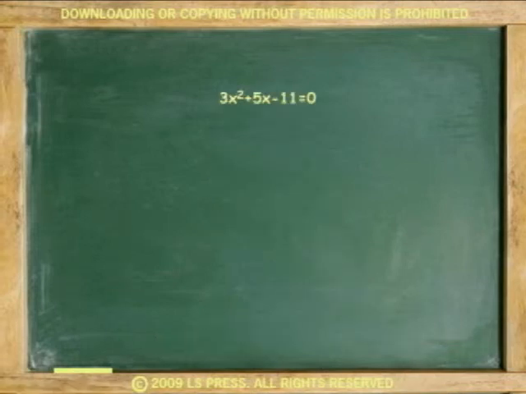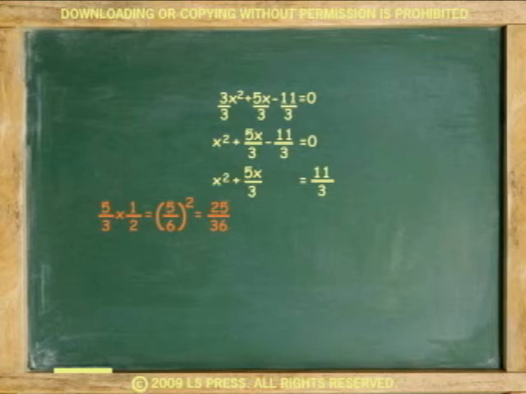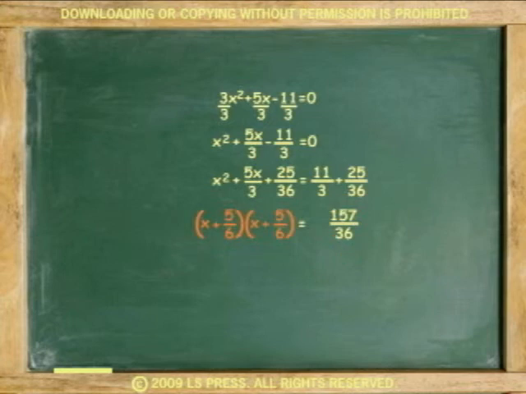Another example. Divide equation by 3. Move negative 11 over 3 to the right. Complete the square. 1/2 of 5 over 3 is 5 over 6. And 5 over 6 squared is 25 over 36. Add 25 over 36 to both sides of the equation. Add right-hand side. Factor left-hand side as a perfect trinomial square and find the square root of both sides.